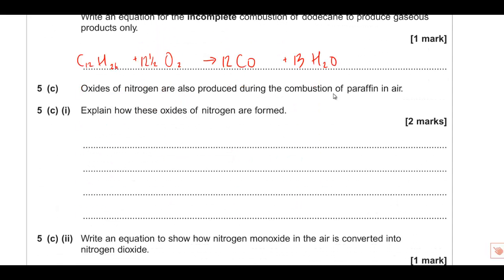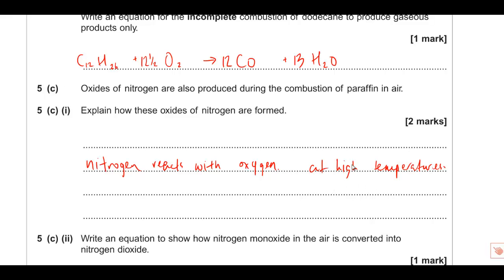Oxides of nitrogen are also produced during the combustion of paraffin in air. Explain how these oxides of nitrogen are produced. Well, first of all, nitrogen reacts with oxygen. Fairly easy. Now you've got to bear in mind that in the air that you're currently breathing, I hope you're breathing, nitrogen and oxygen are there and they're not reacting. So what's causing it? Well, it's the combustion here. We've got high temperature, so it's nitrogen reacting with oxygen at higher temperatures. You'd easily get the 1 mark just for saying nitrogen reacts with oxygen.